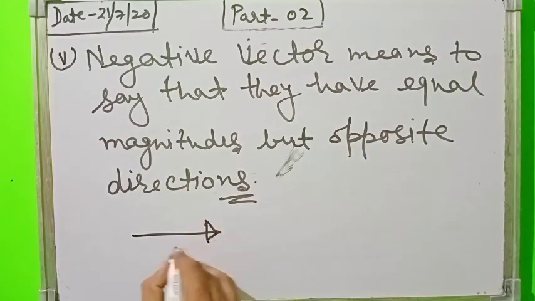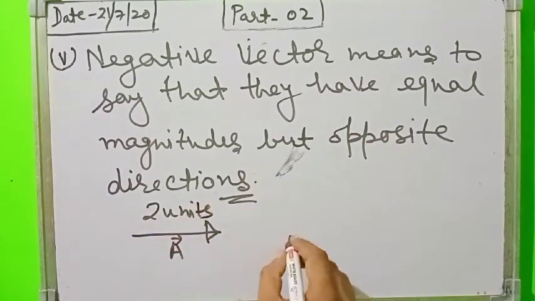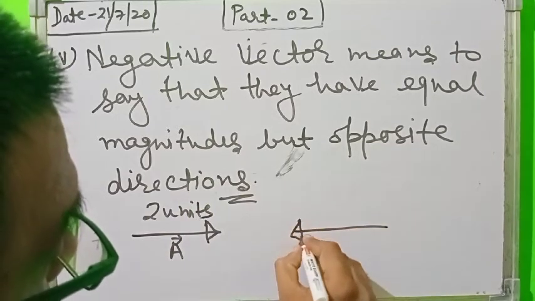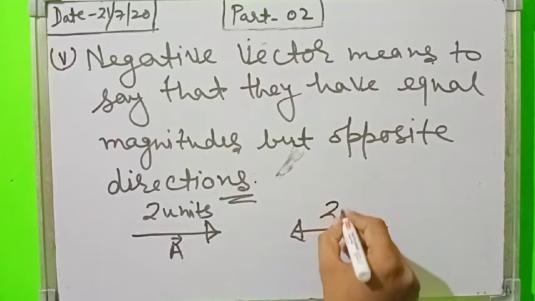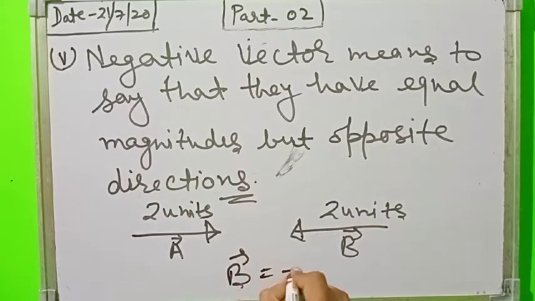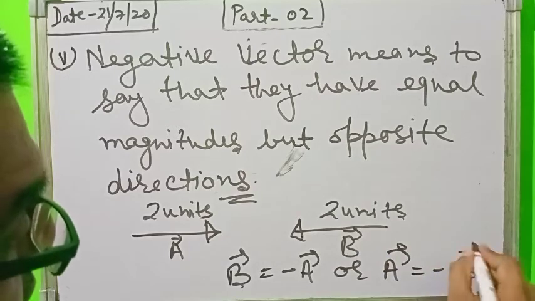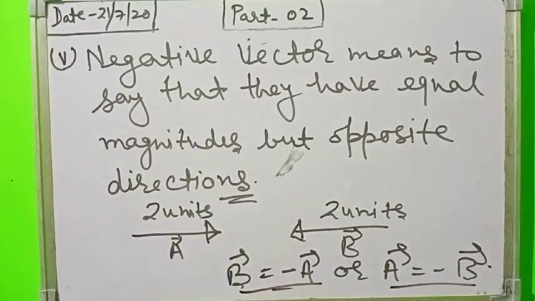Suppose this is vector A having 2 units in magnitude and this is vector B, 2 units in magnitude but its direction is opposite to vector A. Then we can say that vector B is equal to negative of vector A, or vector A is equal to negative of vector B, because their direction is different but magnitudes are same.